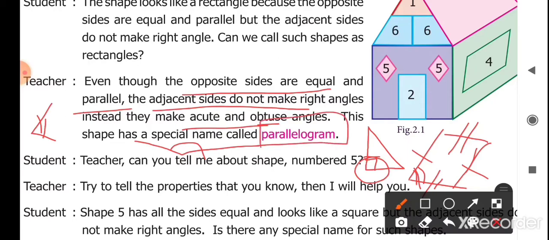Parallelogram properties: opposite sides are equal and parallel. The adjacent sides do not make right angles, and they make only acute and obtuse angles.